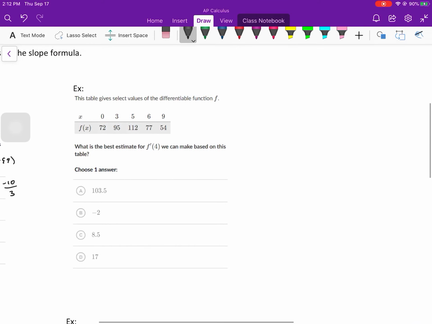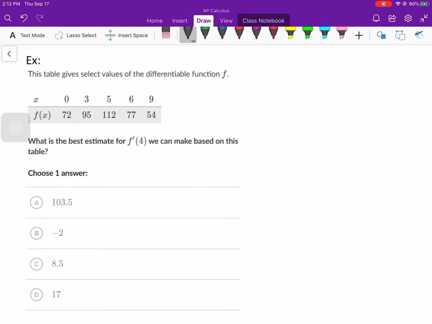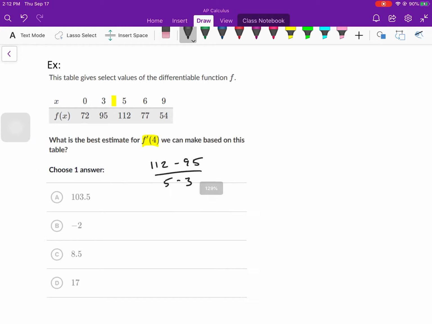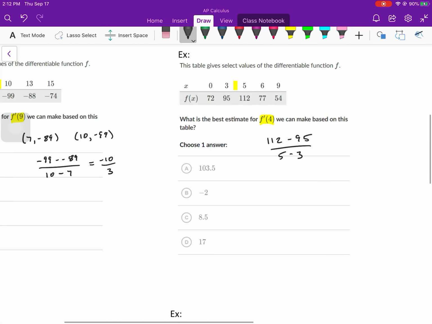It's more when you get to the computer-based, applied math that you're going to have to get something a little more accurate. F prime of 4, honestly, it's right in between here, perfectly in between. So that would just be 112 minus 95 over 5 minus 3. Put that in your calculator, and whichever number comes out the closest. So that one's pretty easy to do.